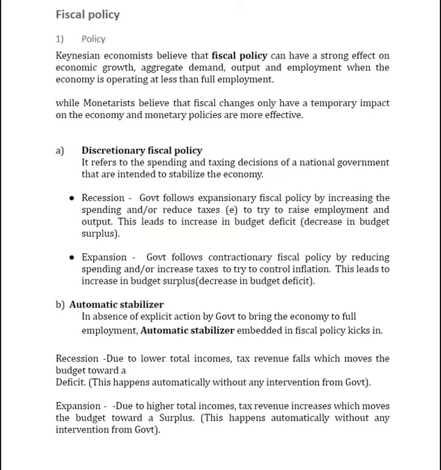The second concept is the automatic stabilizer. The basic premise is that the government should not intervene, because an automatic stabilizer is built into the fiscal economy and kicks in. At the time of recession, people have low income and tax revenue falls. So with lower taxes and high spending, the budget automatically becomes a deficit, and the government doesn't have to intervene. During expansion, when there is higher total income, tax revenue increases and surpasses government spending, so the budget automatically moves to a surplus. Okay, let's go to the next section.